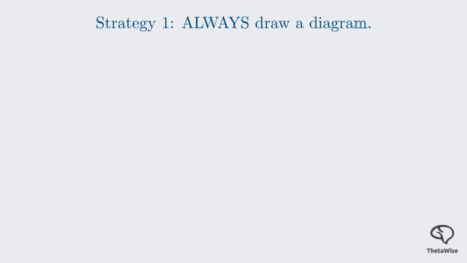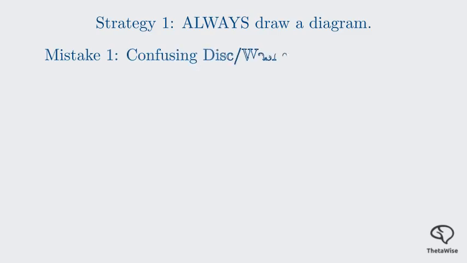Let's quickly review the common pitfalls we've seen today and some strategies to avoid them. The first and most important strategy is always to draw a clear labeled diagram. This will help you identify the correct method. Mistake number 1 is confusing the disk washer method with the shell method. Remember, disk washer involves revolving a strip perpendicular to the axis of revolution. Shell involves revolving a strip parallel to the axis of revolution.